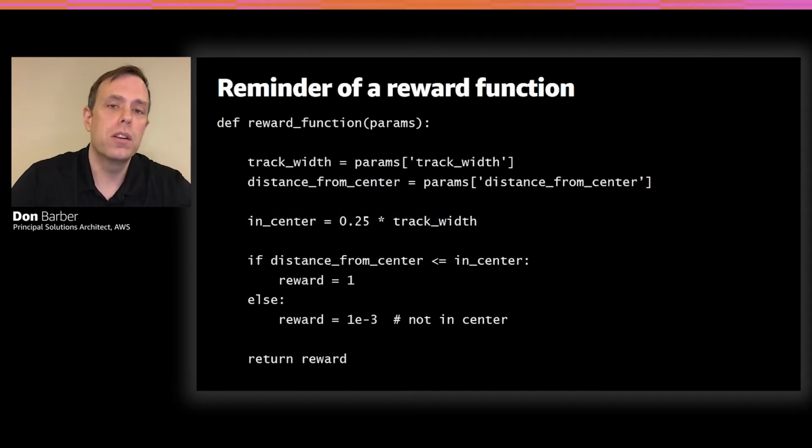Just a quick reminder, here's a really basic reward function. Parameters are submitted as a Python dictionary. We see that in the first line of the function definition here, with all kinds of information available, and we'll go into that in depth in the next slide. But you can see in this particular example, we use two of those parameters. One is track width, the other one is distance from center. The reward is based on whether the car is within 25% of the track width from the center of the track, and if so, give it a reward. If not, give it a low reward or a punishment.